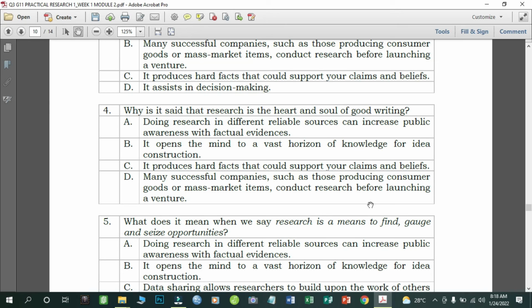Okay, what's your answer? Okay, correct. It's letter B.